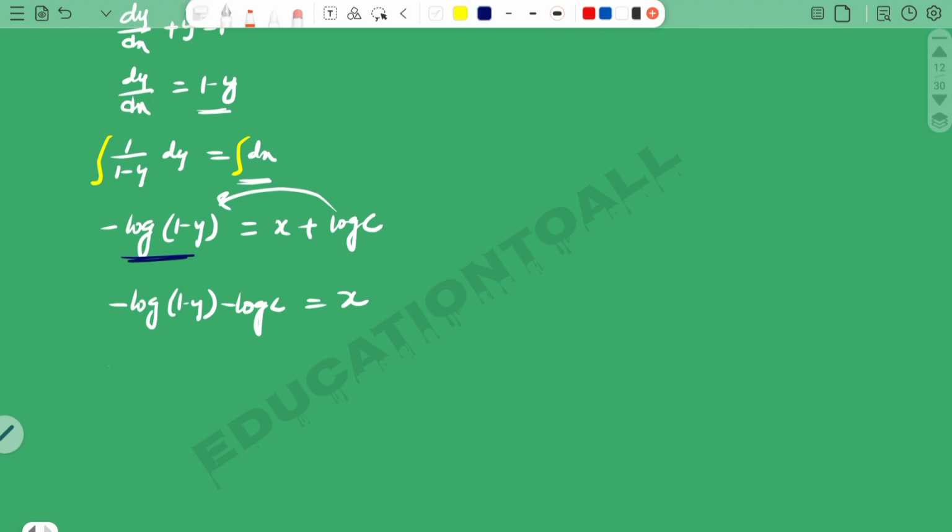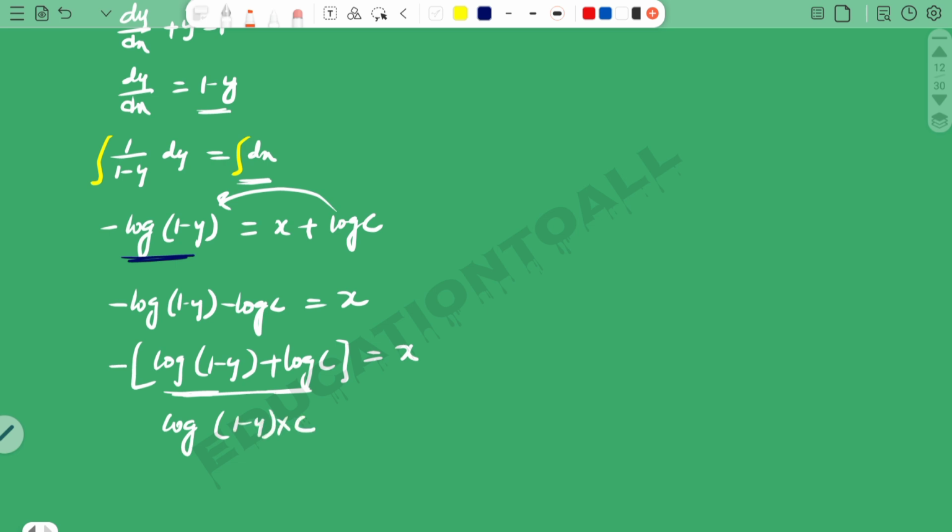Both having negative, so taking the negative outside, then we have log of 1 minus y plus log c, which is equal to x. Giving the negative to the opposite side, and this entire function looks like log a plus log b, which I can write as log of ab, log of 1 minus y into c, which is equal to minus x.